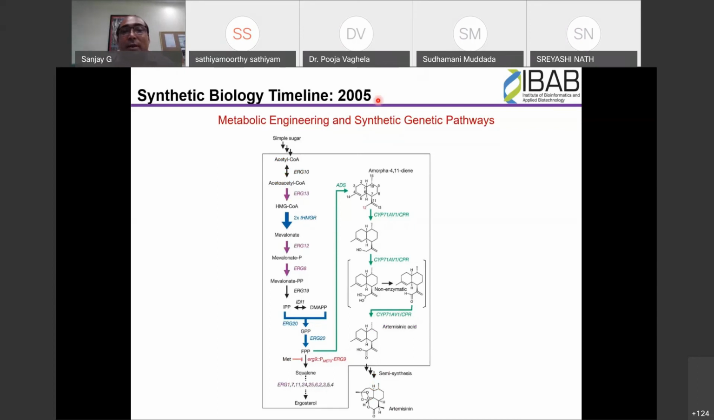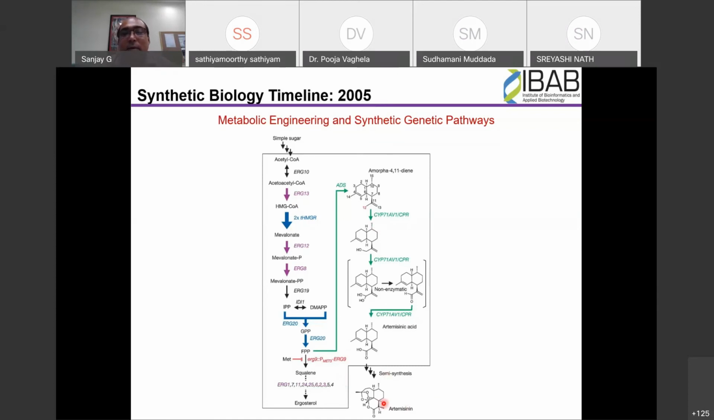So metabolic engineering is nothing but we know a metabolic pathway and we change the genes as per what product we want. The first report was to make a precursor for artemisinin, right? So this is an anti-malarial compound.